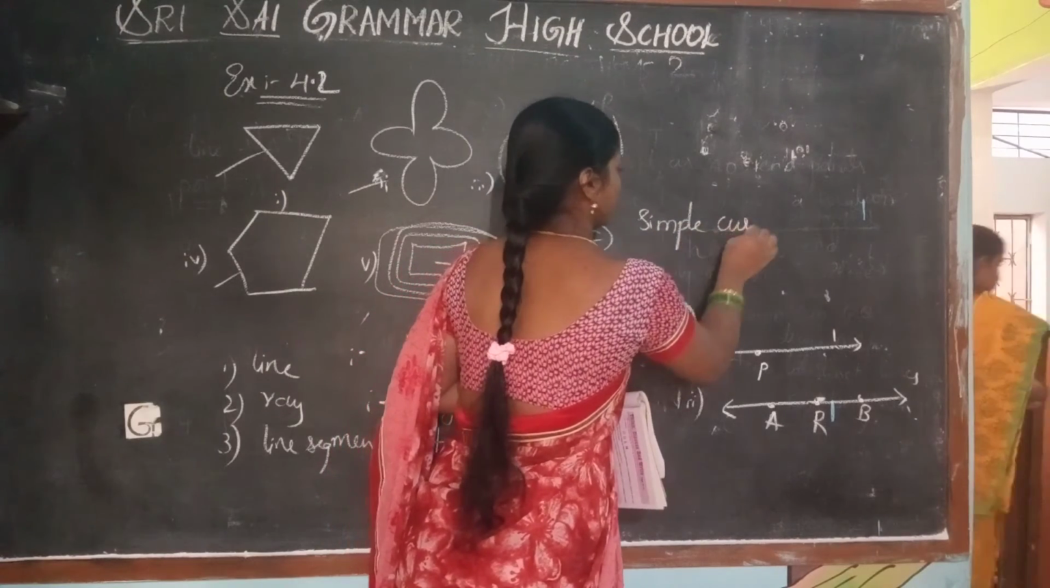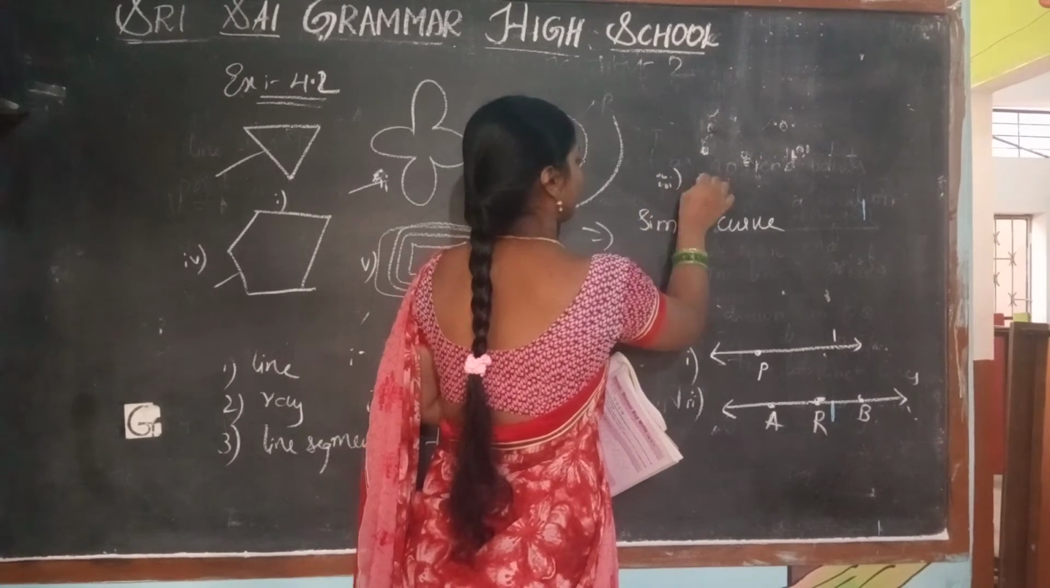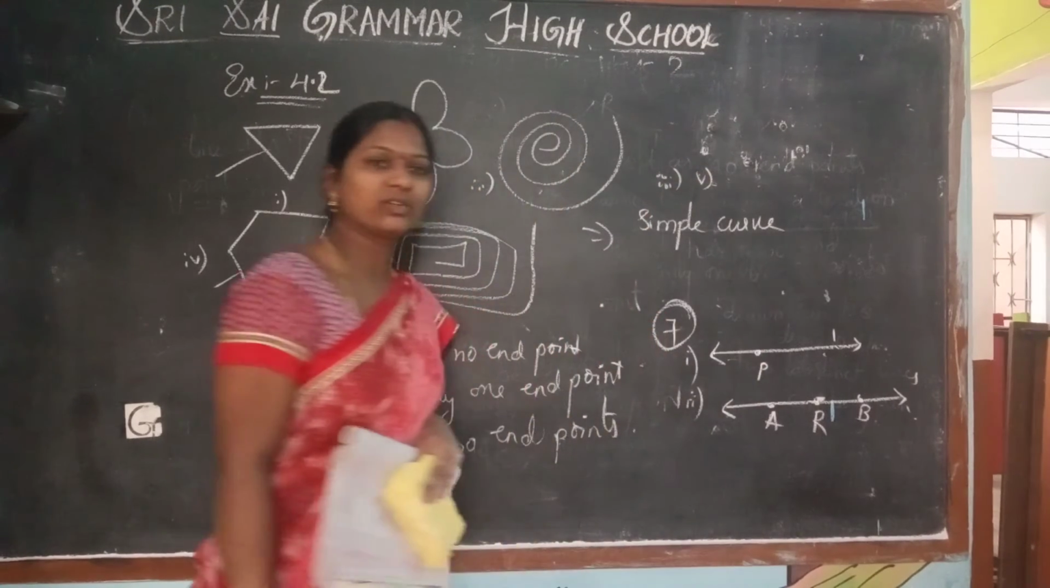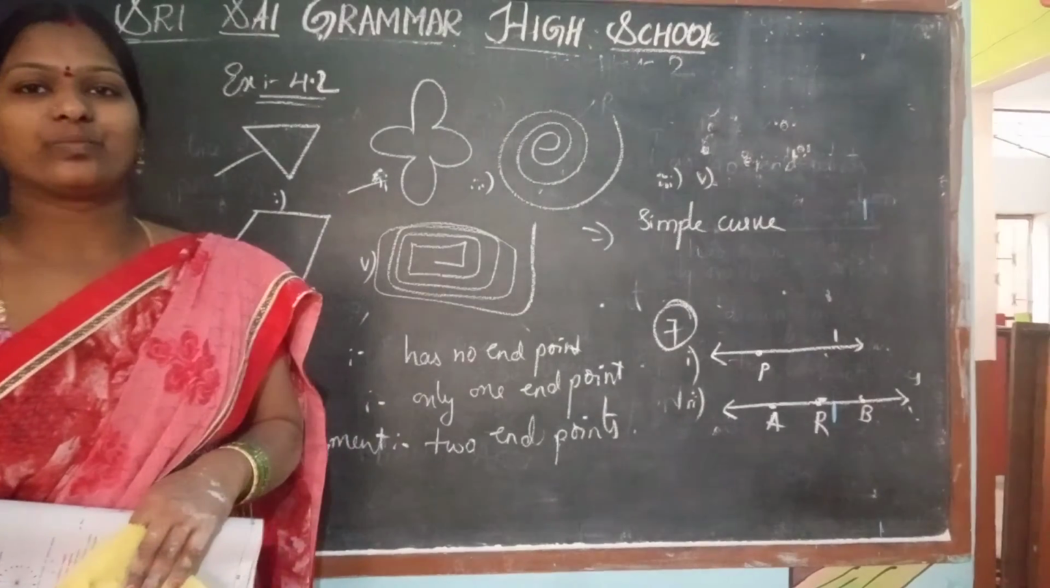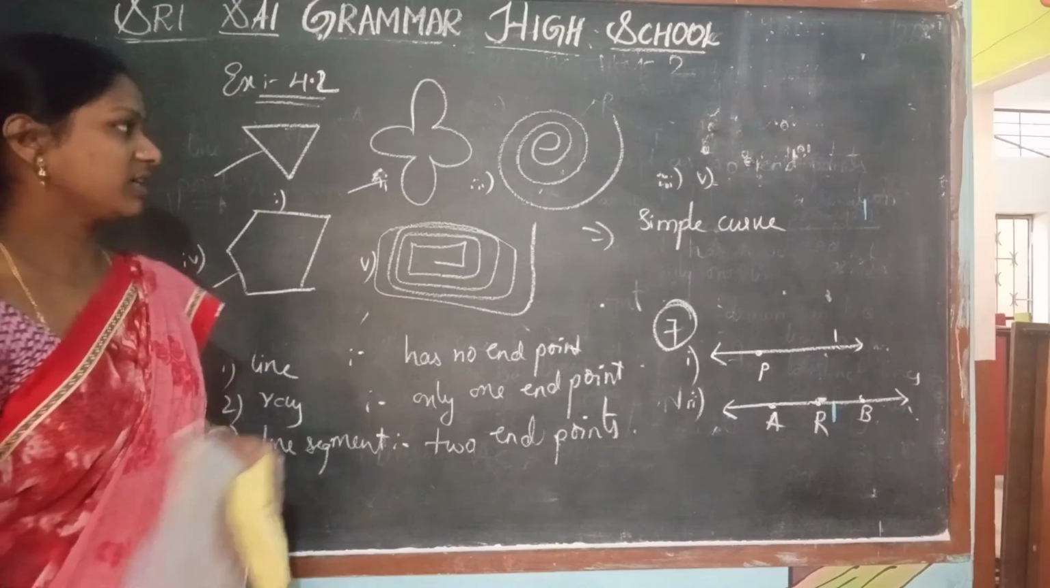Just to represent, draw a diagram, and the third one and the fifth one, you keep like this and you just write simple curve.